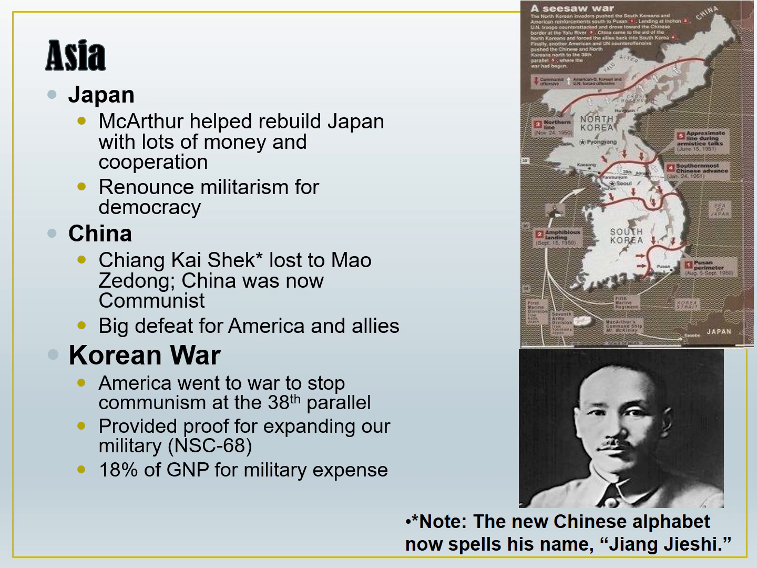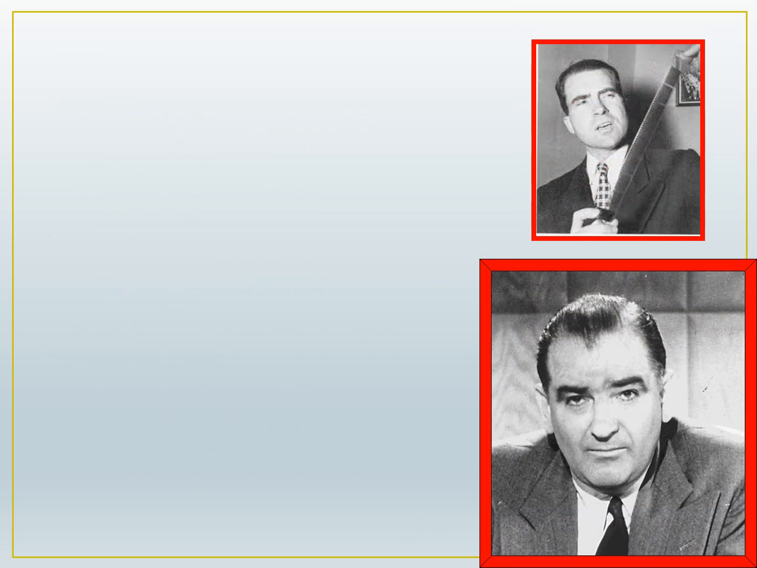And now you're going to see communism kind of steamroll through a lot of other countries here now too. And America will actually go to war to stop communism at the 38th parallel in Korea. This provided proof for the National Security Council in their issue of Order 68, which was the expansion of our military. 18% of the gross national product would eventually go for military expense.